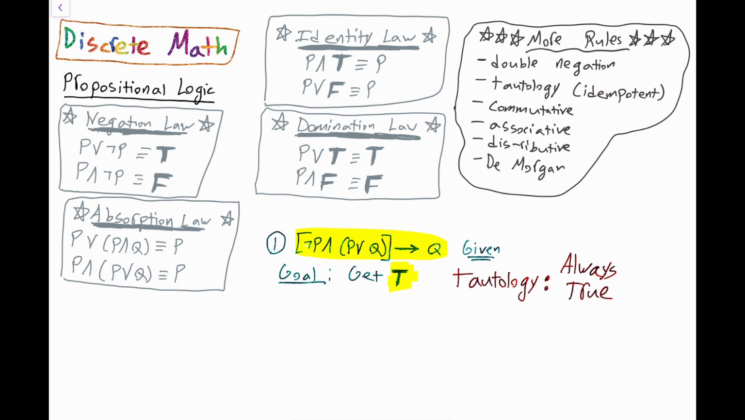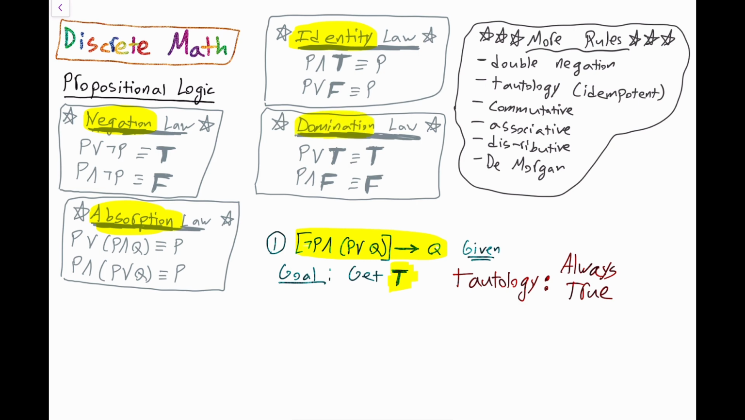Now, one way in propositional logic that we can prove that a proposition is a tautology is by constructing a truth table. And insofar as the outcomes are always true, there's no false possibility, so we have a tautology. But here, instead, we want to prove this step by step, line by line, by using such laws as the negation law, the absorption law, the identity law, and the domination law. So what can we do here?